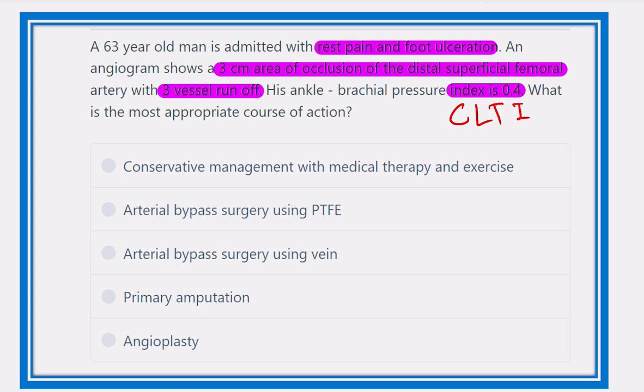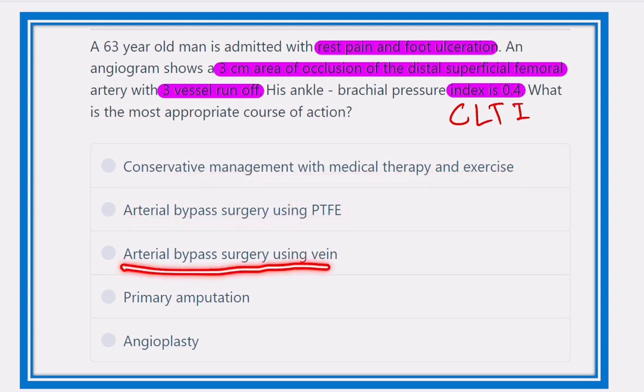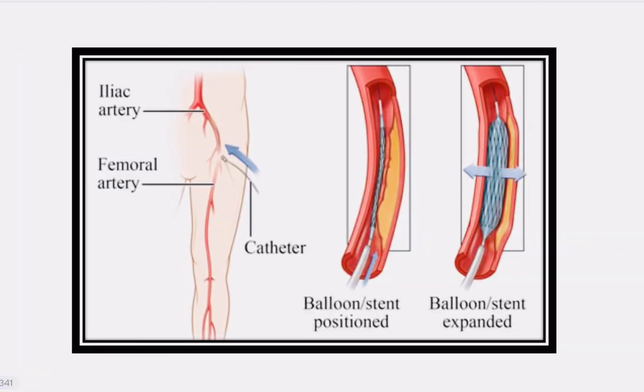Here the options are conservative management with medical therapy and exercise, arterial bypass surgery using PTFE, that means polytetrafluoroethylene, arterial bypass surgery using vein, primary amputation, and angioplasty. So what may be the answer? Let's see, this is the superficial femoral artery, and about 3 centimeters of the distal femoral artery is occluded. So what can we do for this patient?